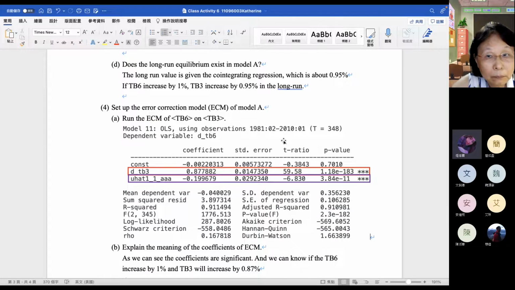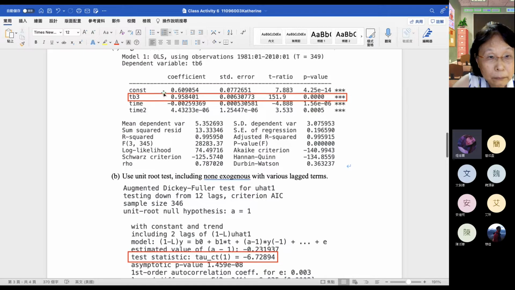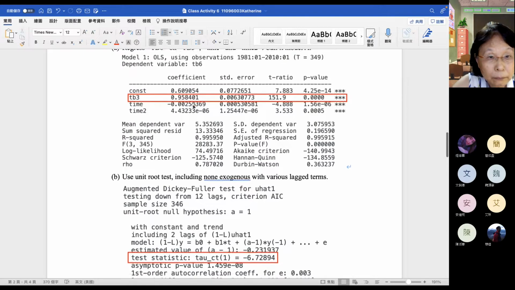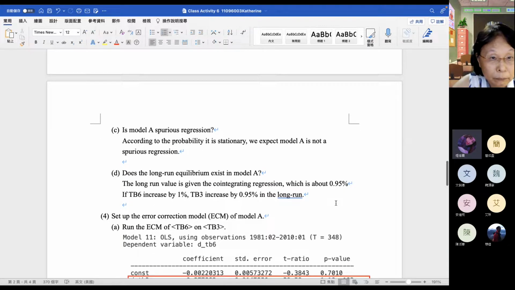As we can see here, the long run value is given by the cointegrating regression, which is about 0.95%. So if TB6 increases by 1%, TB3 will increase by 0.95% in the long run.